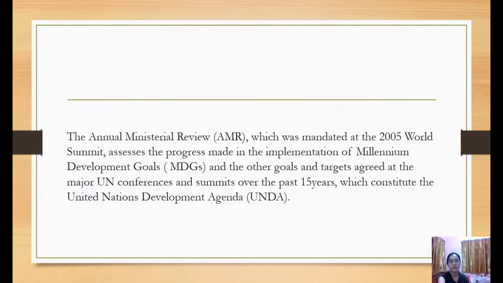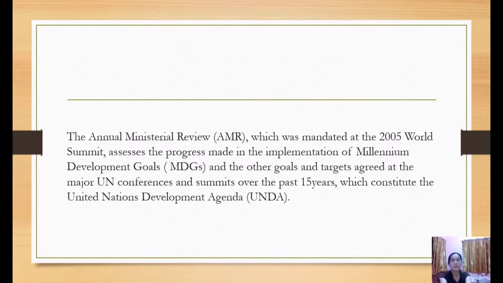So next is the Annual Ministerial Review, which was mandated at the 2005 World Summit. It assesses the progress made in the implementation of the Millennium Development Goals and the other goals and targets agreed at the major UN conferences and summits over the past 15 years, which constitute the United Nations Development Agenda, or UNDA.